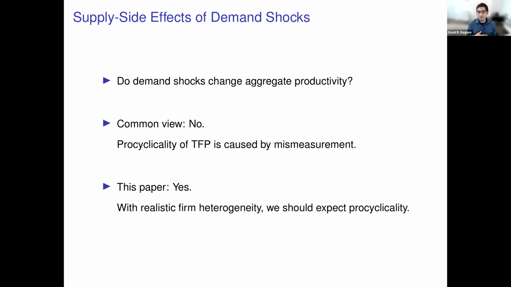And the fact that we observe these movements in aggregate productivity in response to things like nominal shocks is just the consequence of mismeasurement. In this paper, we take a different perspective. If you write down a model with realistic firm-level heterogeneity, and I'm going to be very precise about what I mean when I say that, then there's a very good theoretical reason why you should expect aggregate productivity to respond endogenously to changes in nominal aggregate demand, including monetary policy. We're going to present a model that endogenously delivers this as a prediction.